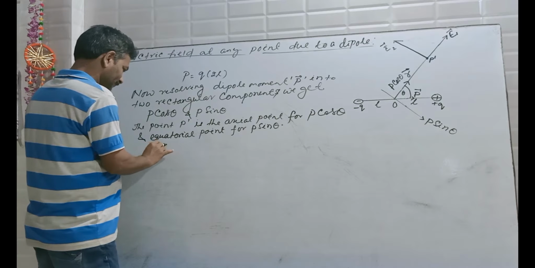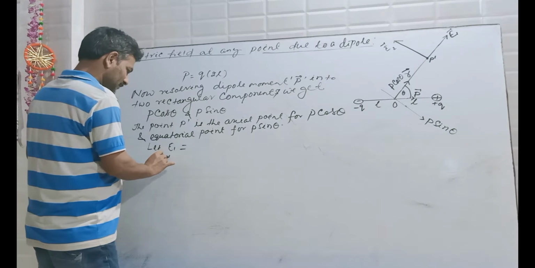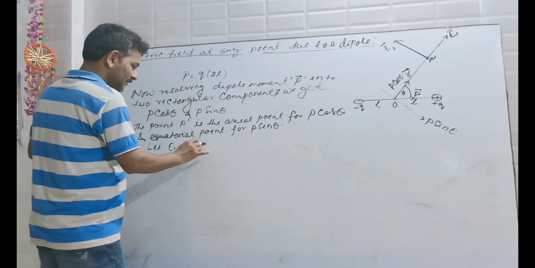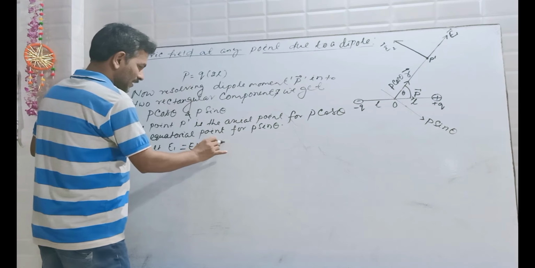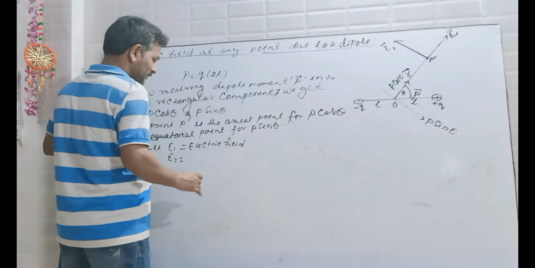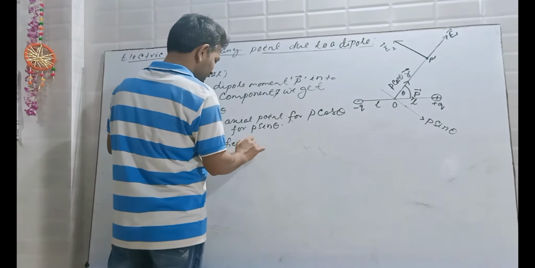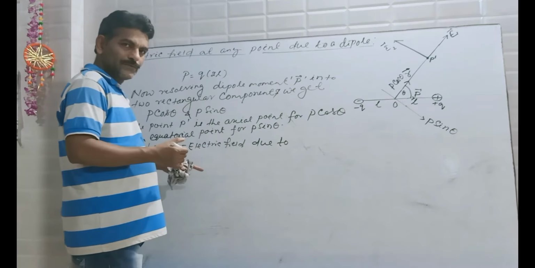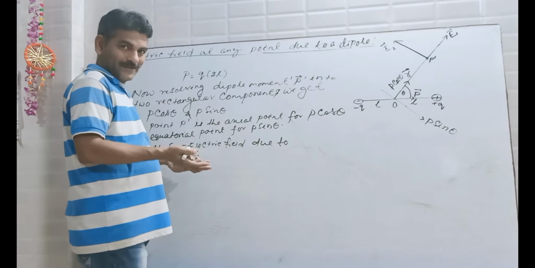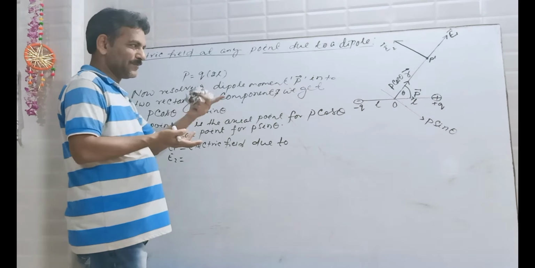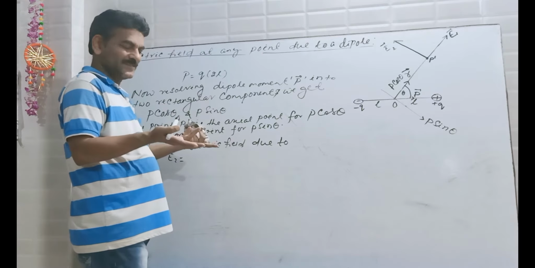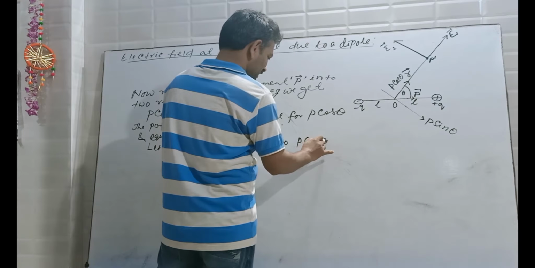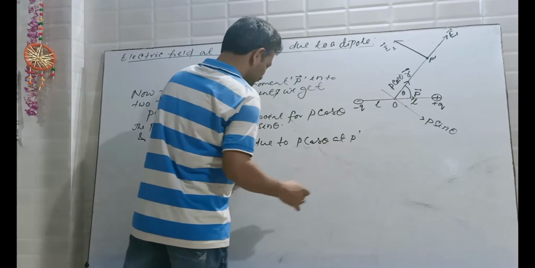Let E1 and E2 be... E1 is the electric field due to an assumed dipole of dipole moment P cos theta at P dash. Electric field due to P cos theta at P dash.